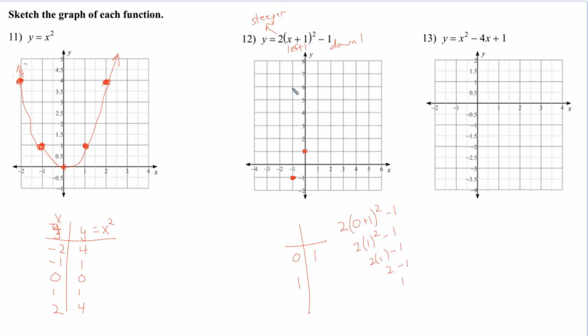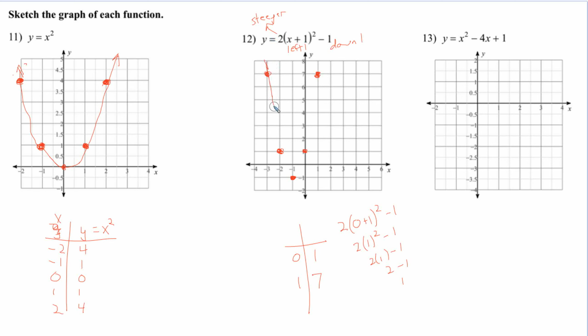And then plugging in 1. 1 plus 1 is 2. 2 squared is 4. Times 2 is 8. Minus 1 is 7. So we have a point at 1, 7. And remembering that parabolas are symmetric, I have this point, so I can do the same thing on the other side. And over here, we'll have this point.